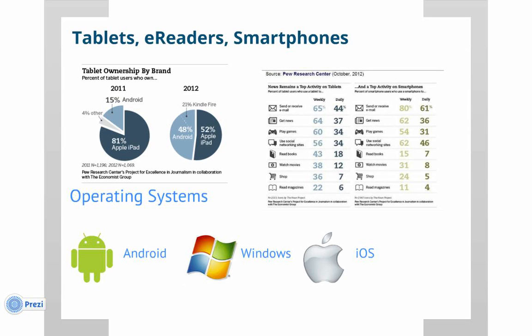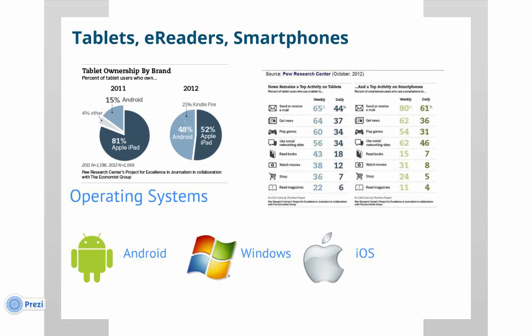As illustrated in the top left graphic, tablet ownership saw a significant change from 2011 to 2012. In 2011, 81% of users owned the Apple iPad, 15% used an Android tablet, and 4% used other tablets. In 2012, the usage of both tablets became almost equal, with 52% of users still using the iPad and 48% using Android, with 21% of these users sticking with Amazon's Kindle Fire.